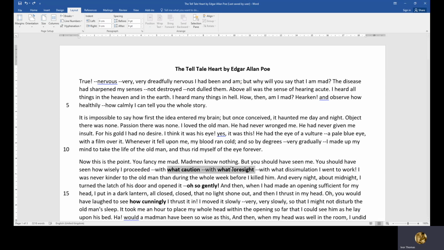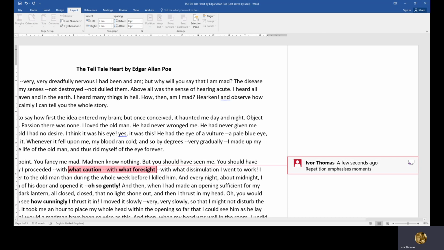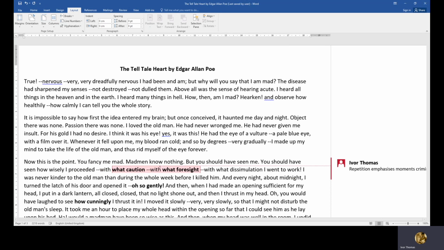This repetition shows how boastful he was, and the repetition emphasizes moments of, let's say, criminal cunning, shall we? What foresight? He's a calculating murderer. Again, "what dissimulation, what foresight, what caution." He's really pleased with himself, isn't he?